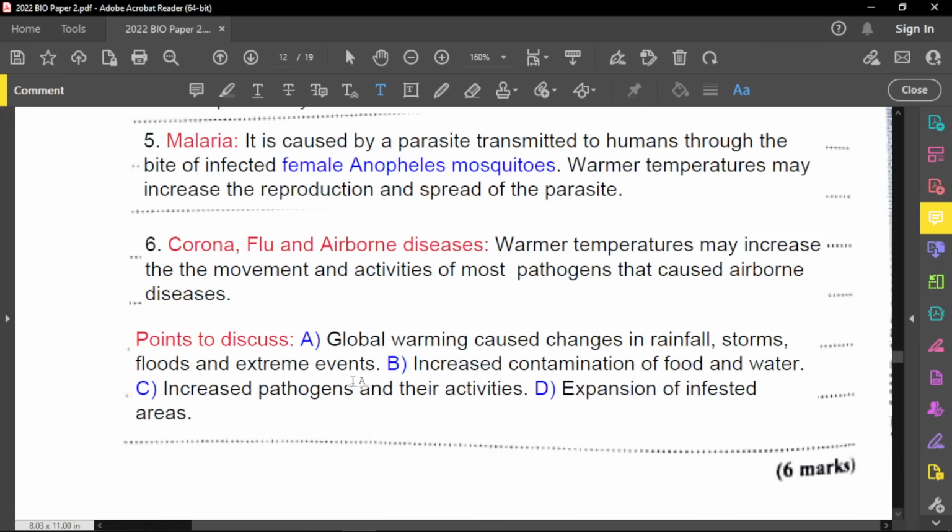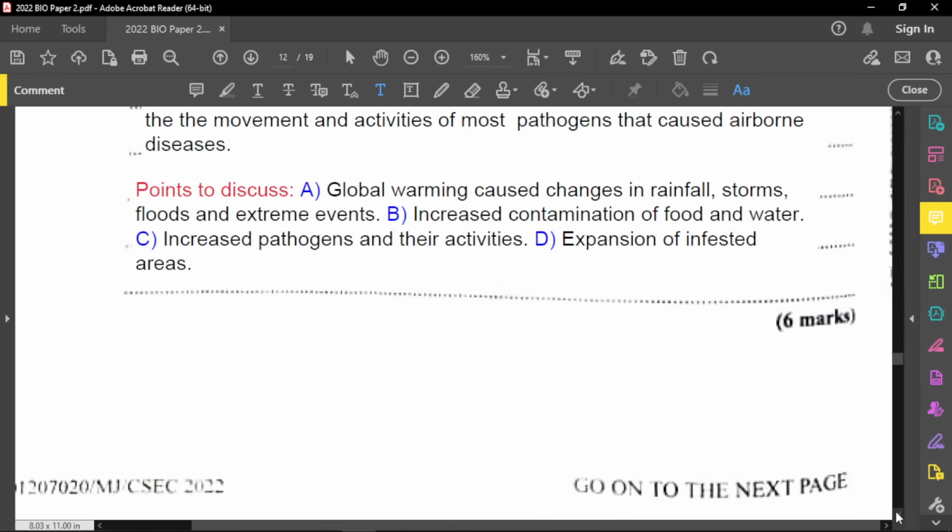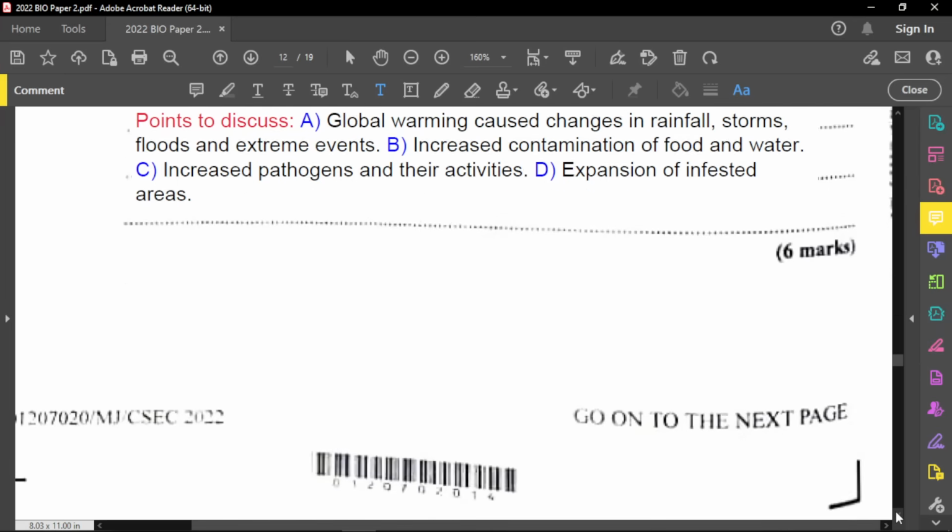So there are so many things that these can cause, and more spread of these diseases. And also flooding could lead to high contamination of the water as well. So we have increased contamination of food and water due to global warming. We have increased pathogens and their activities. Those are points you can interject in those explanations. You can have expansion of infected area. Again, this could be due to flooding, storms, high wind, and all those things could really cause the expansion of the areas that are infested with mosquitoes or even any vector, matter of fact, including bacteria.